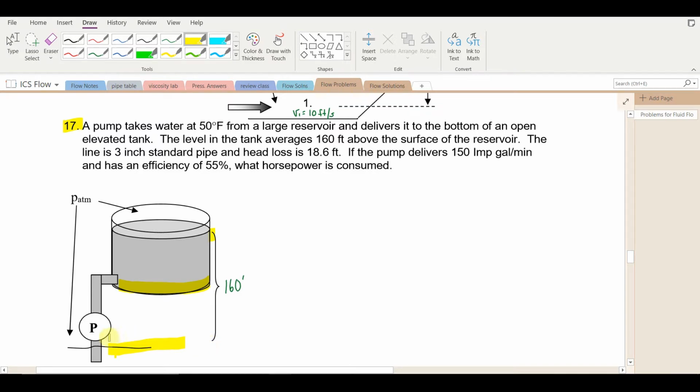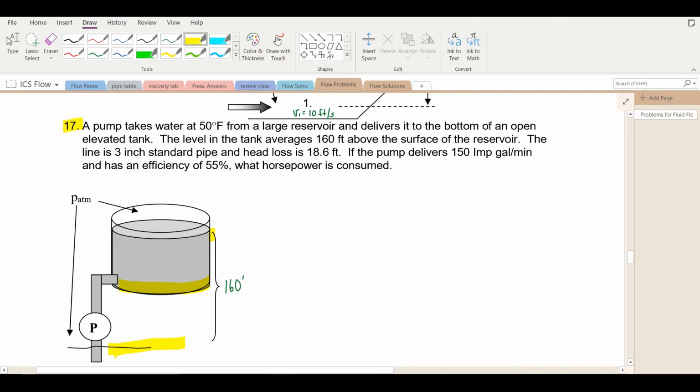Now, there's a 3-inch standard pipe. We have a head loss of 18.6 feet. The pump delivers 150 imperial gallons per minute and has efficiency of 55%. What horsepower is consumed by the pump?